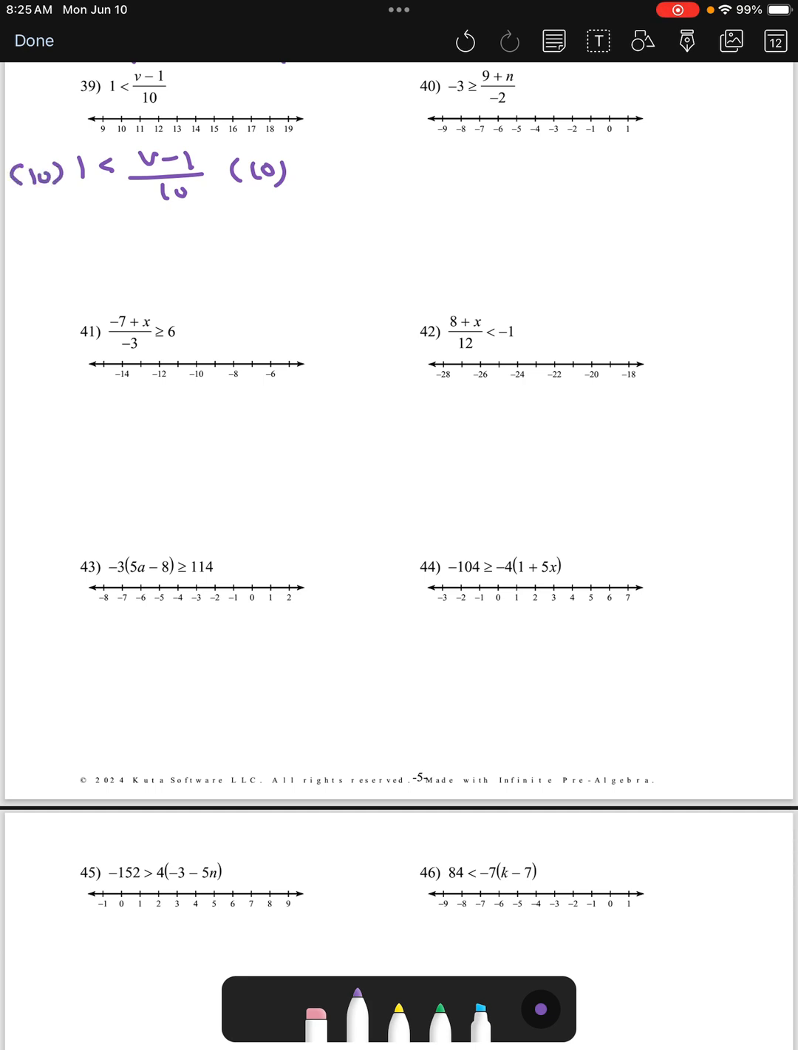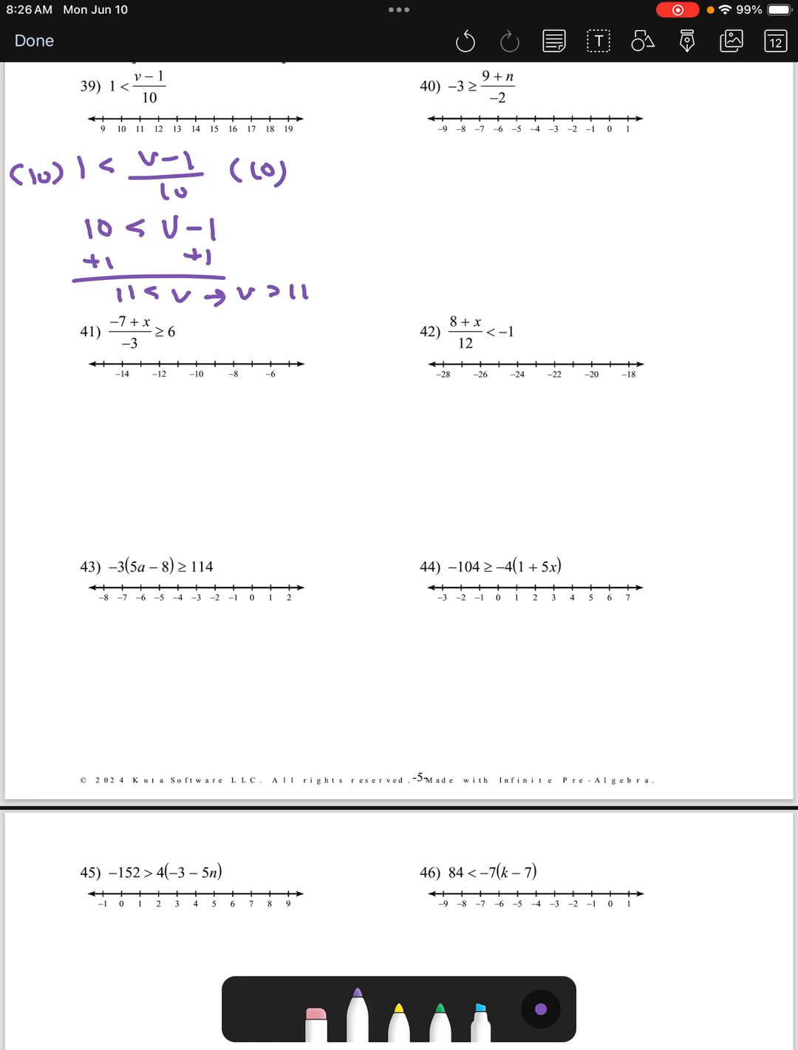1 is less than v minus 1 over 10. Step 1, get rid of the fraction. Multiply both sides by 10. 10 times 1 on the left is 10. We're multiplying by a positive value, so we can keep the less than. And remember, multiplying by 10 and dividing by 10 are opposites, so they just cancel out, leaving the numerator completely alone. Our numerator is v minus 1. Now we add 1 to both sides to get 11 is less than v.